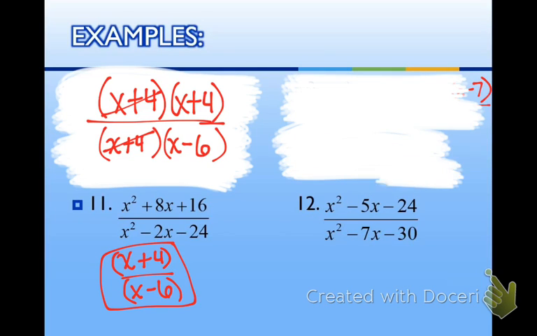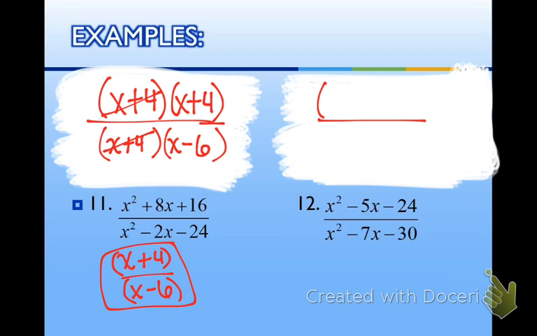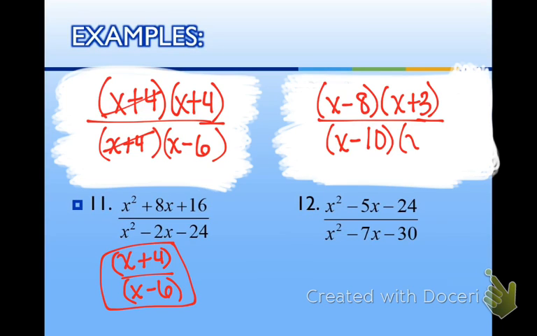All right, I'll take away 10 so I can show my work for 12. How did the numerator factor? X minus 8 times x plus 3. Do we agree with x minus 8 times x plus 3? Yes. Good. And the denominator? X minus 10 times x plus what? 3. Good. So what cancels?